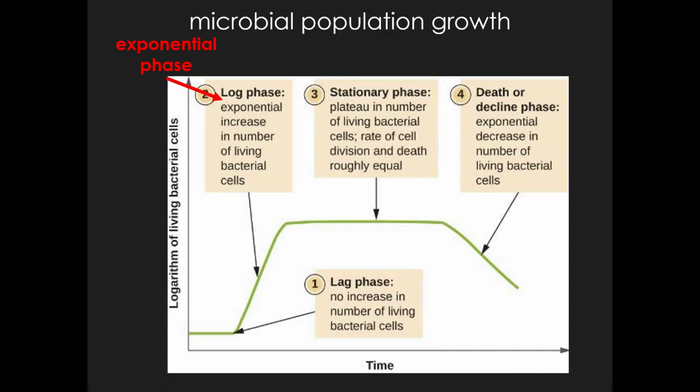So that positive slope says to us that for a given unit of time, we have an increase in the number of cells. And in fact, that increase is exponential. Remember from math classes, exponential means a doubling, right? So by definition, if you undergo binary fission, you are doubling the number of microorganisms for every reproductive event. So we call this the exponential phase.